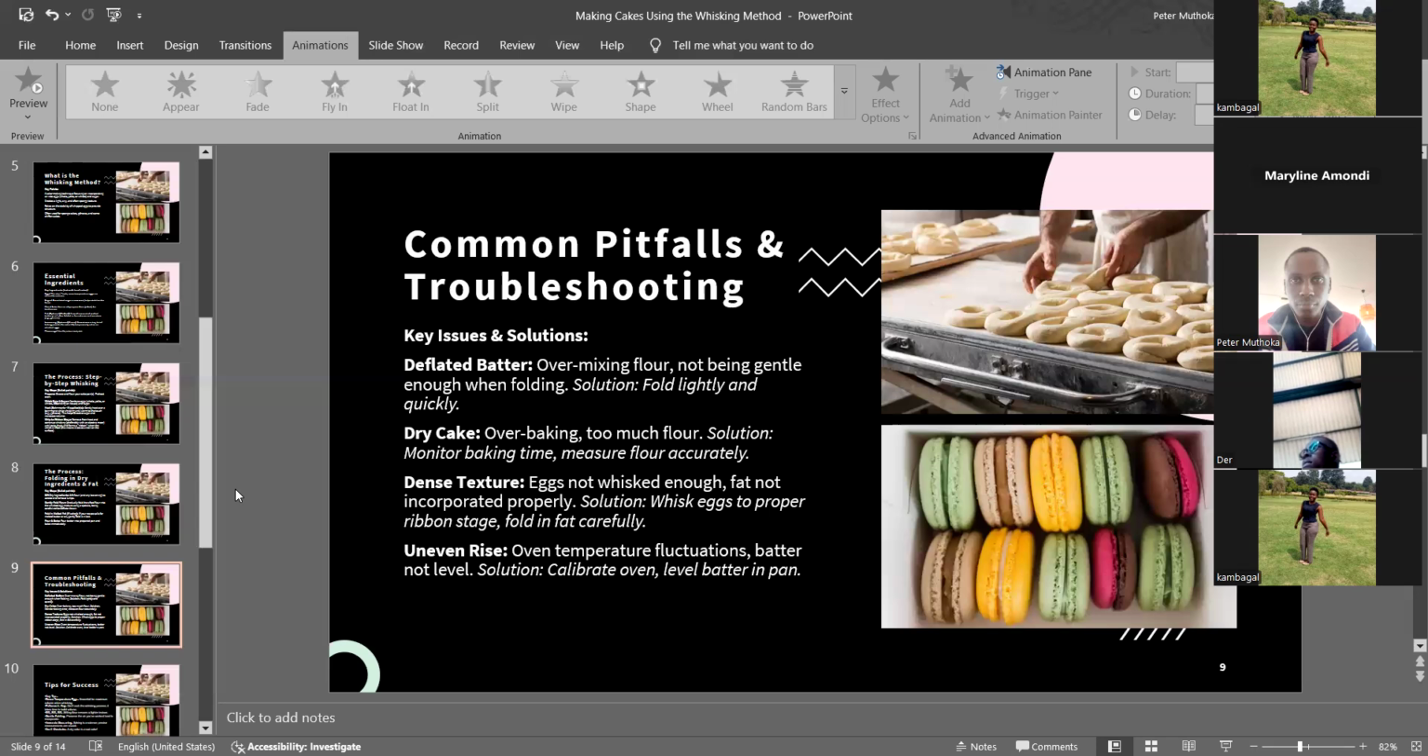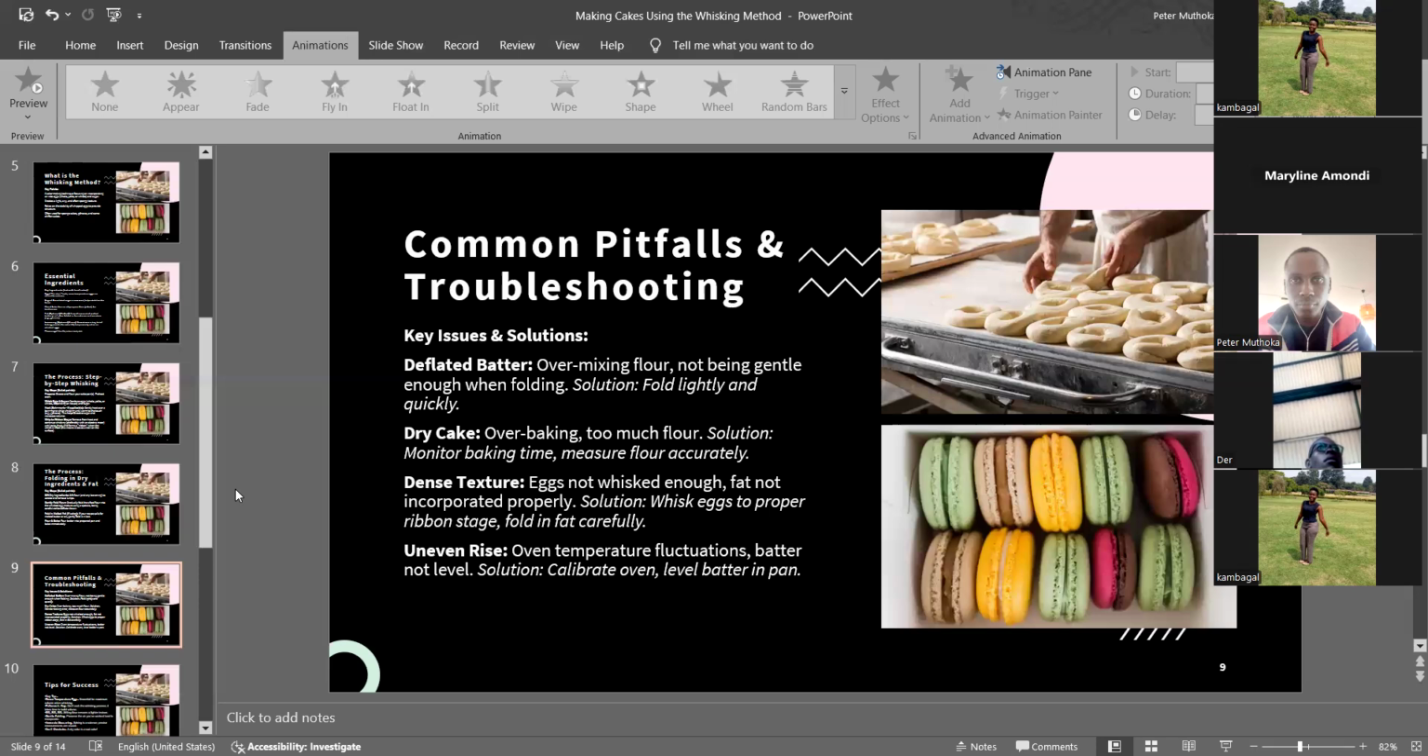So the solution for that is you need to monitor the baking time actually. You also need to measure the flour accurately. So if you are required to bake for around 30 to 40 minutes, don't exaggerate to 50 minutes. Then you also need to measure the flour accurately. You take your measurements. If you're supposed to take 500 grams, let them be 500 grams. The ratio for the flour and the sugar, I'm sure every one of us knows the ratios that we're supposed to take.